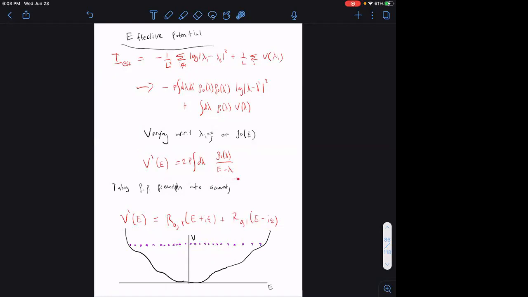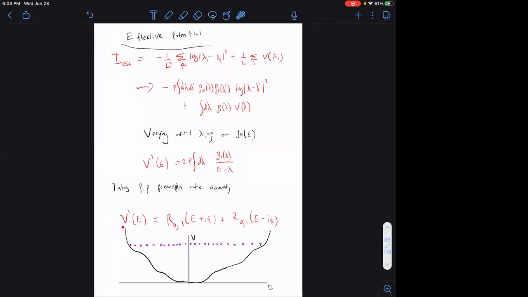And so this equation of motion here, V prime, is this integral. This right-hand side looks like the resolvent, but it's got a principal part prescription for this integral. That just comes from the fact that we don't sum over energy I equals energy J in this Vandermonde term. But if we take this principal part prescription into account, we can think about this side as just the sum of the resolvent across the real axis. So we have this equation here.